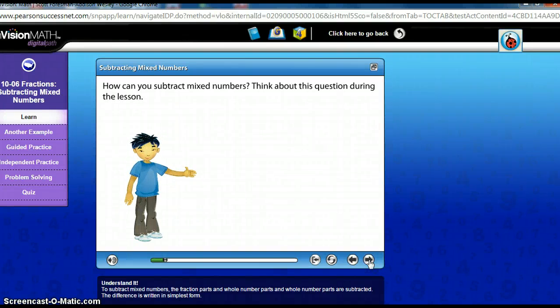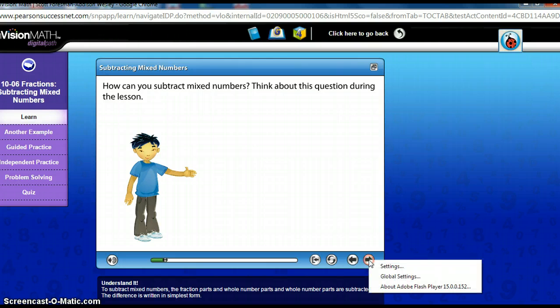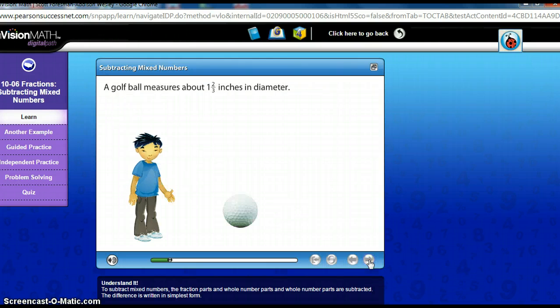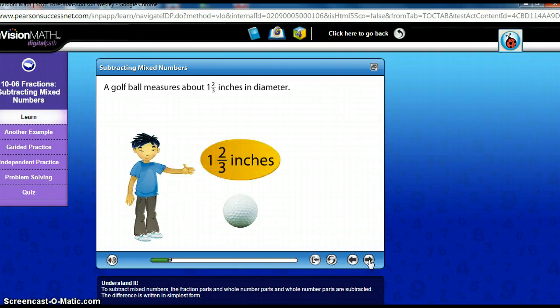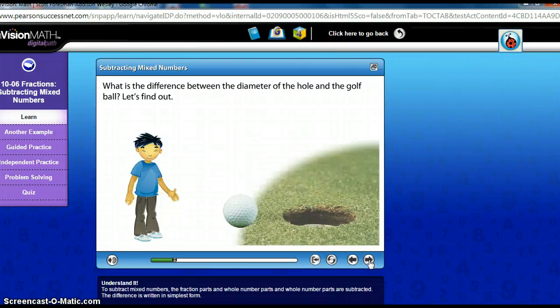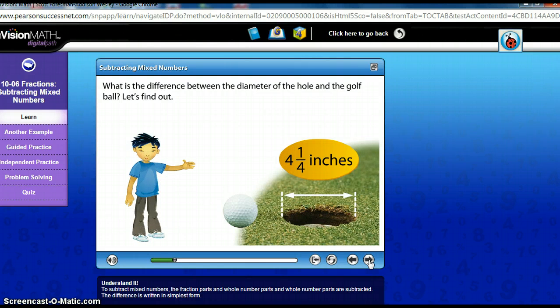How can you subtract mixed numbers? Think about this question during the lesson. A golf ball measures about 1 2/3 inches in diameter. What is the difference between the diameter of the hole and the golf ball? Let's find out.